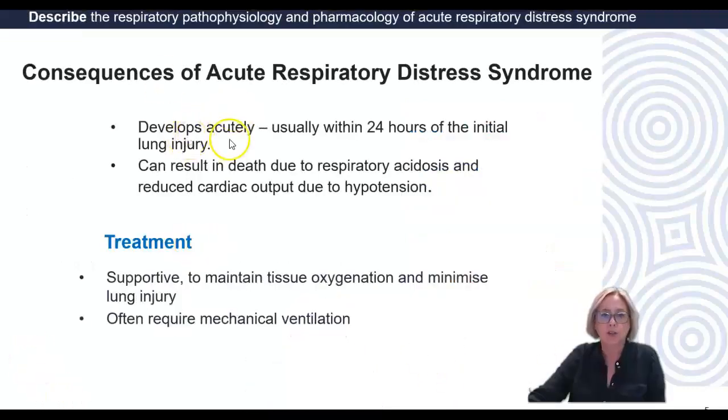Now, ARDS does develop acutely, so usually within 24 hours of the initial lung injury, whatever it was that caused that lung injury to begin with. It can result in death due to respiratory acidosis.